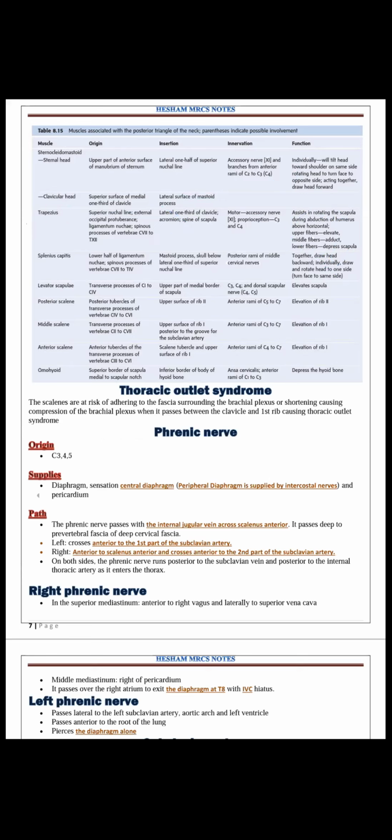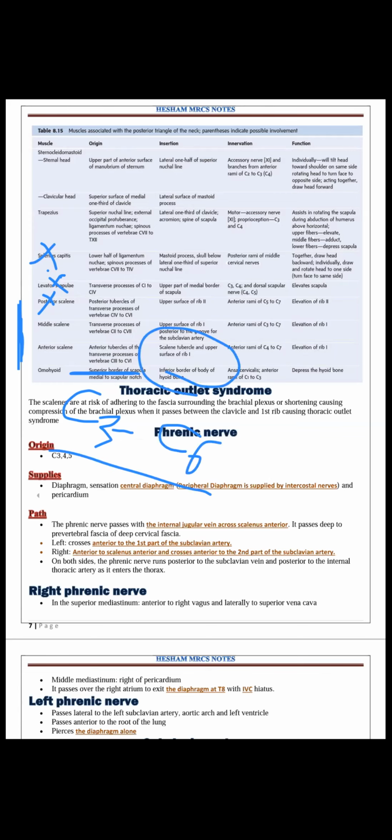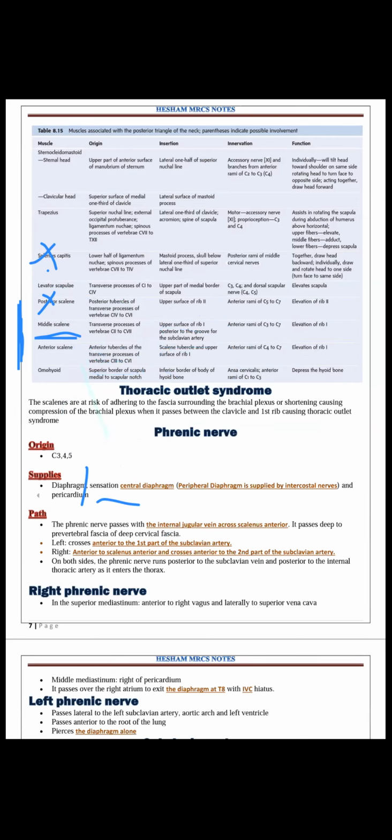Then leave splenius capitis and levator scapulae and the posterior scalene. Just to know, anterior and middle scalene. Anterior scalene is arising from C3 to C6, to be inserted into the first rib. While the middle scalene is arising from all cervical vertebrae, from 1 to 7, to be inserted also into the first rib. So scalenus medius is easy, it arises from all cervical vertebrae, while the anterior scalene is from C3 to C5.